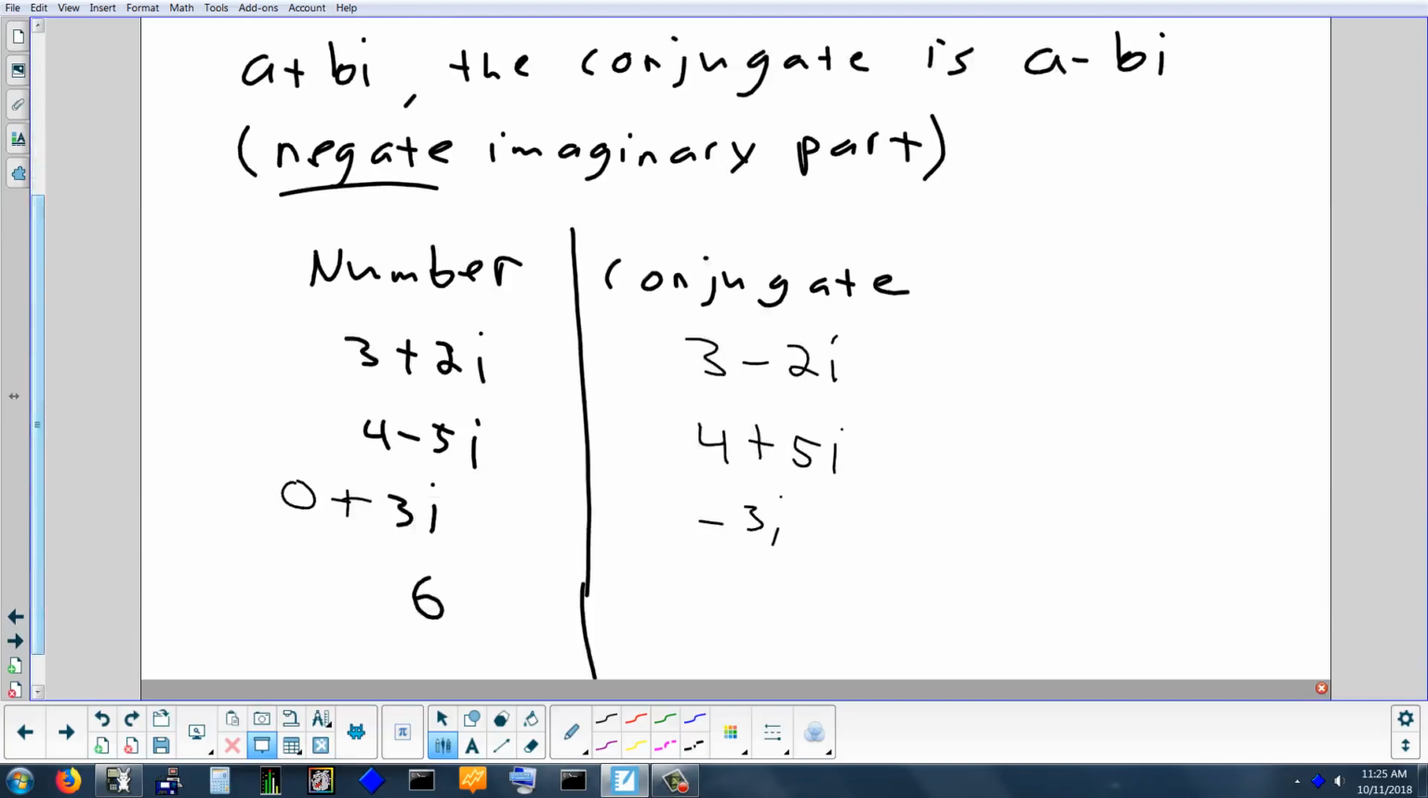What's the conjugate of 6? Yeah. 6 stays the same. If you're like, wait, aren't you supposed to change the sign? Nope, not for the real part. Think of it as 6 plus 0i. The conjugate is 6 minus 0i. Plus 0 minus 0, same thing. Okay, so those are conjugates.